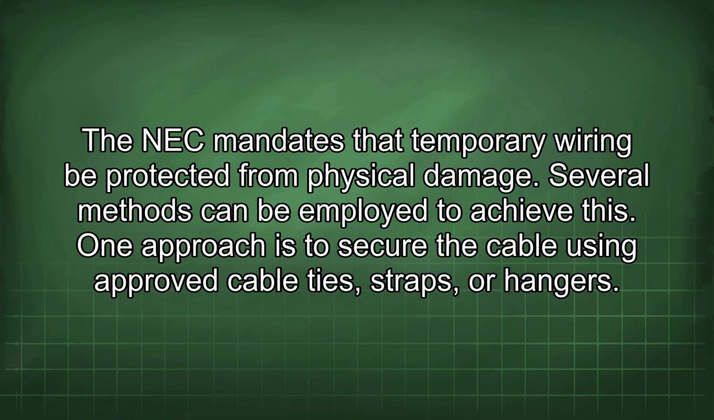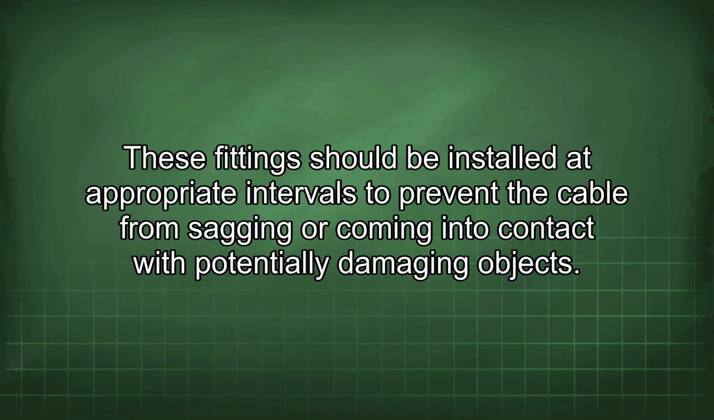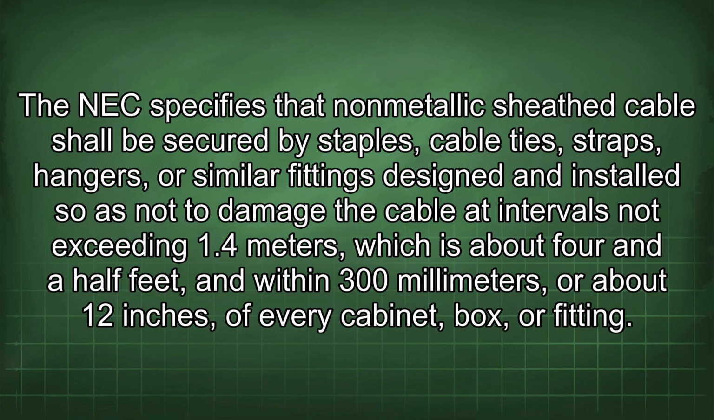One approach is to secure the cable using approved cable ties, straps, or hangers. These fittings should be installed at appropriate intervals to prevent the cable from sagging or coming into contact with potentially damaging objects. The NEC specifies that non-metallic sheath cable shall be secured by staples, cable ties, straps, hangers, or similar fittings designed and installed so as not to damage the cable at intervals not exceeding 1.4 meters, which is about 4.5 feet, and within 300 millimeters, or about 12 inches, of every cabinet, box, or fitting.